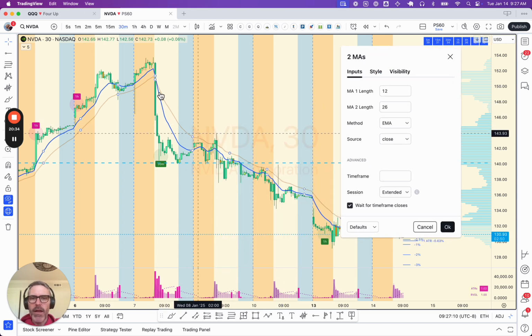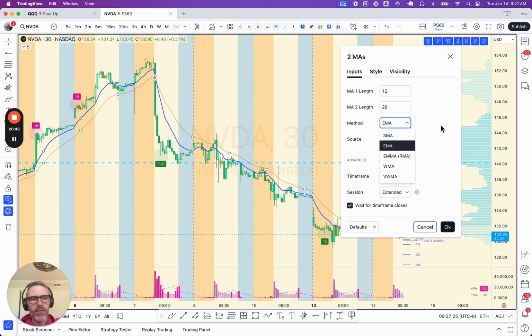Well, this MA that I've written isn't a standard MA, of course. It's one that I custom coded. I call it 2 MAs. The MA length of the first one is 12 and the second one is 26. If you were an 8-21 trader, you could put 8 in here and 21 in there. It doesn't really matter. I trade EMAs, maybe you trade MAs. You could change this to whatever you want. But the cool thing is this.